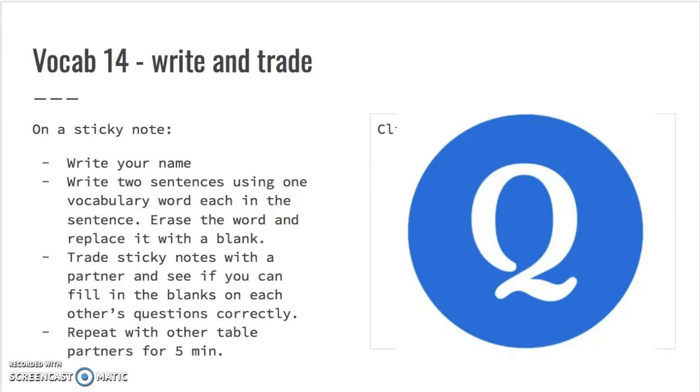Then trade sticky notes with a partner who's also done and see if you can fill in the blanks for each other's sentences. It's a way of studying the fill in the blank sentences, which was a little tough last time. Repeat as many times as you can with the people at your table for 5 minutes. Go ahead and pause the video and then replay when you're ready for students to move on to their Lord of the Flies progression poster.